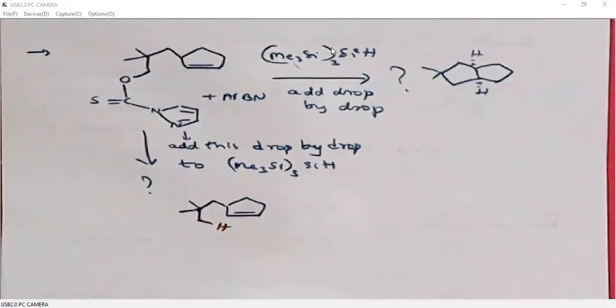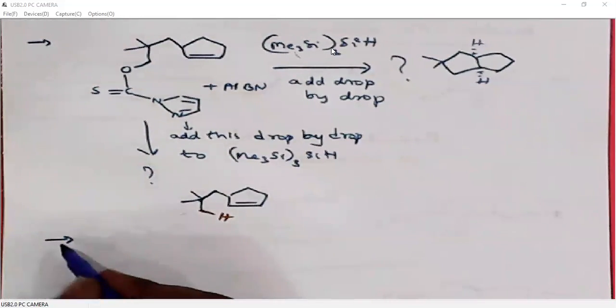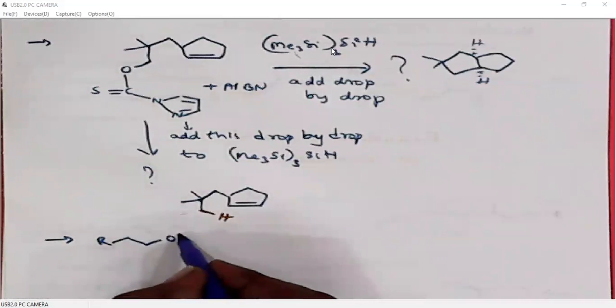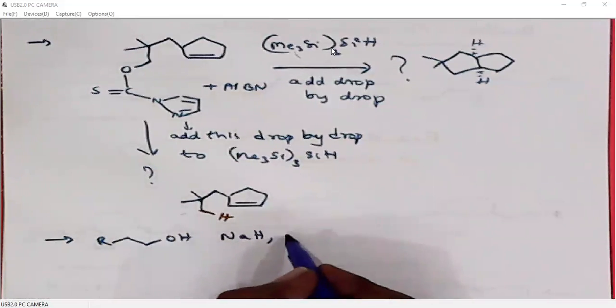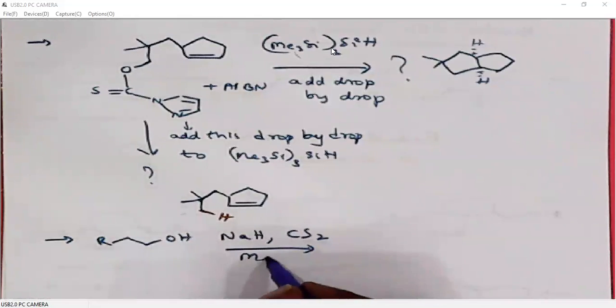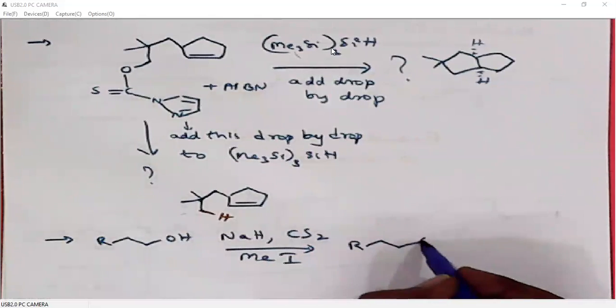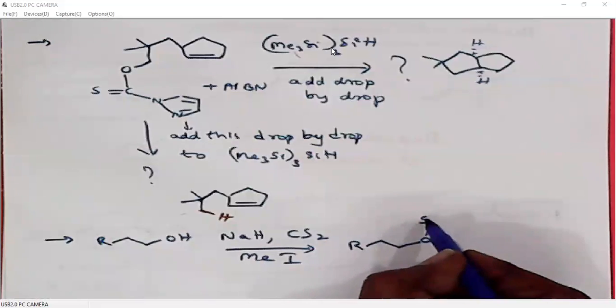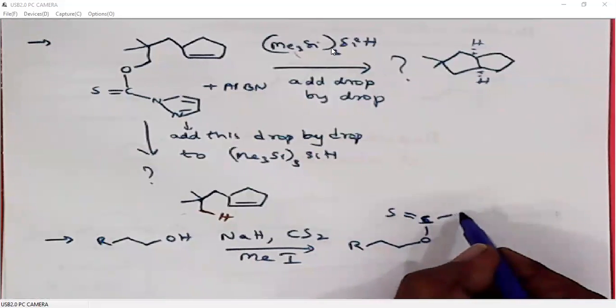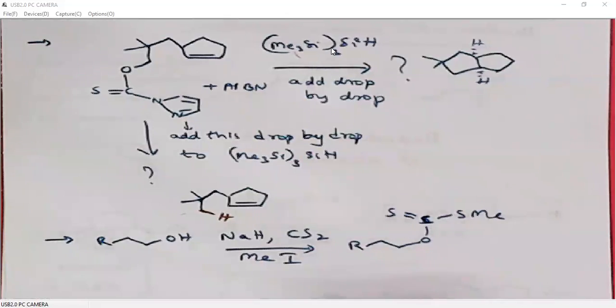I'll give you one more example. So first we are converting this into xanthate. Then when we treat this with tributyltin hydride and AIBN, what will happen? It is Barton-McCombie reaction. It will undergo reductive dehydroxylation.